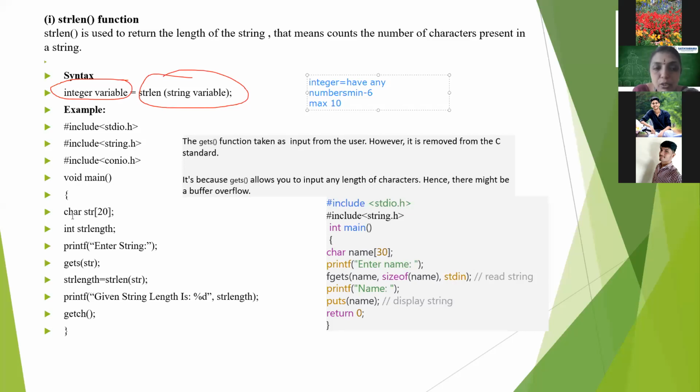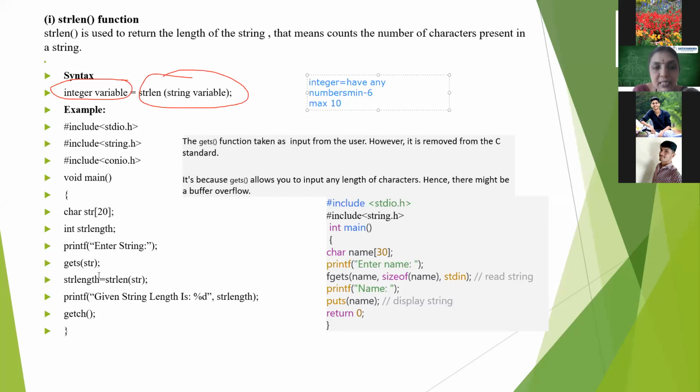So first, what we need to do? We need to get the string. It is going to contain characters, alphabets, so I am declaring a character string. Then I know that the output of string length would be an integer, so I declare an integer for the string length. Then printf, enter the string, then gets string, so I need to read the value.